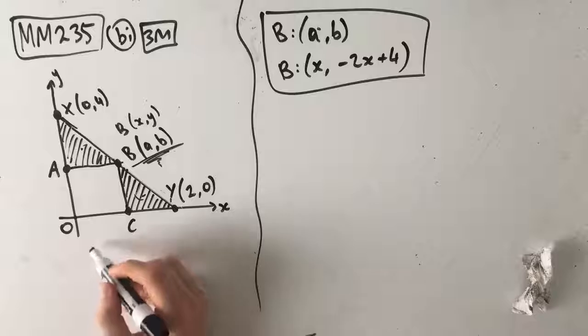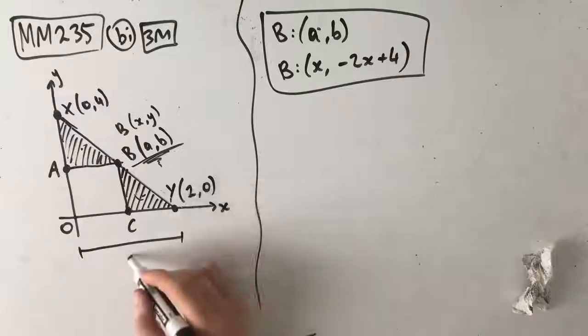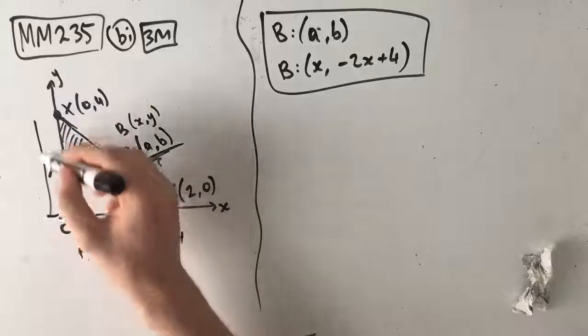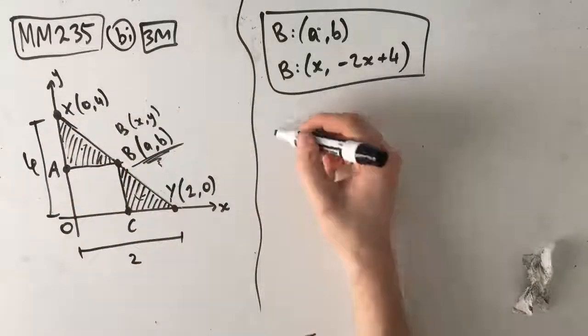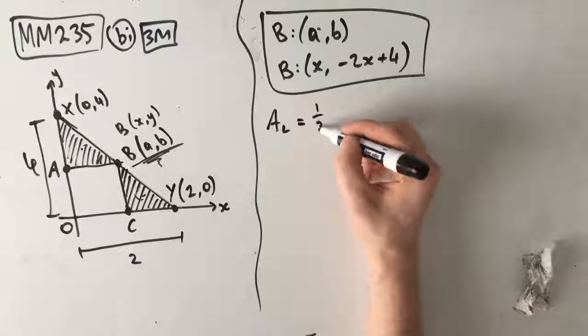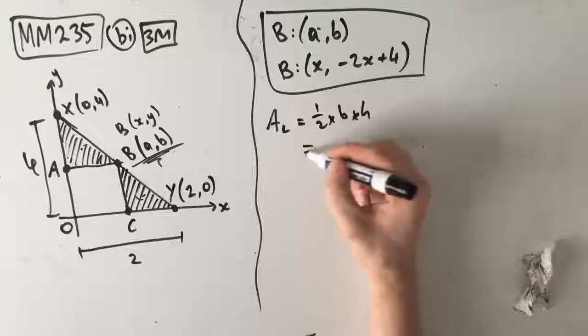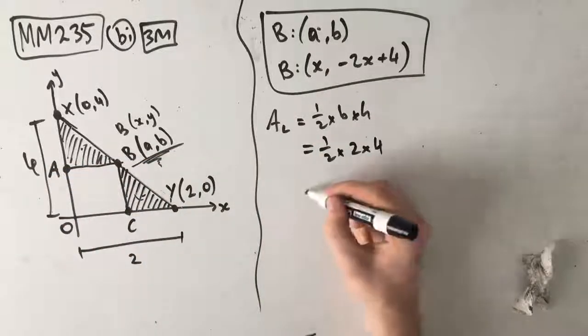So we know that this length here is 2, because we know that's (2, 0). We know this length here is 4, because this is (0, 4), which means that the area of our large triangle is equal to half base times height, which is equal to half times 2 times 4, which is equal to 4.